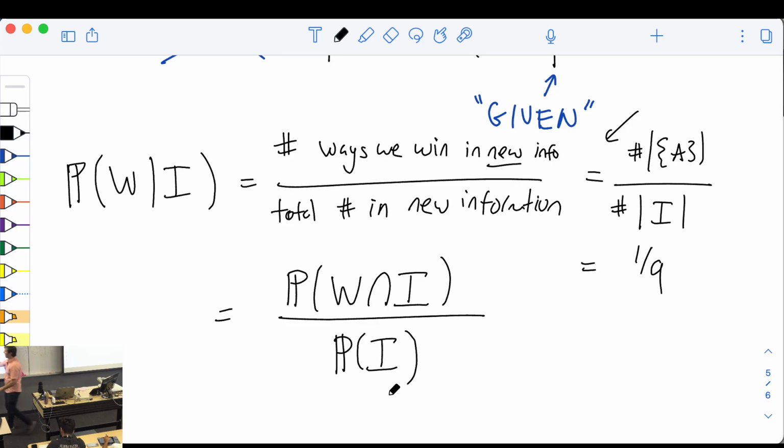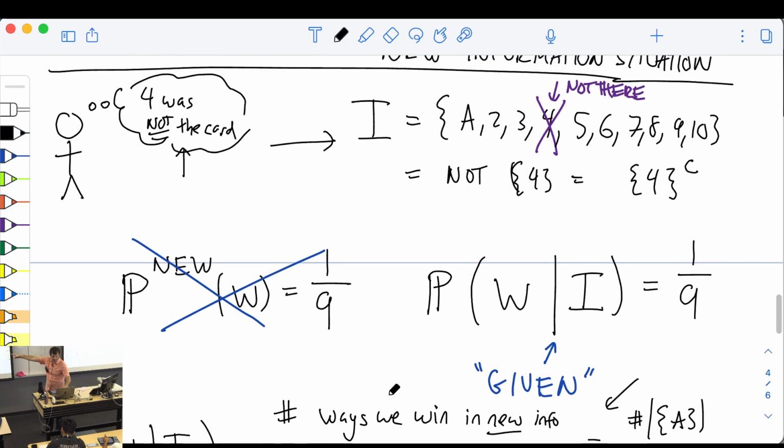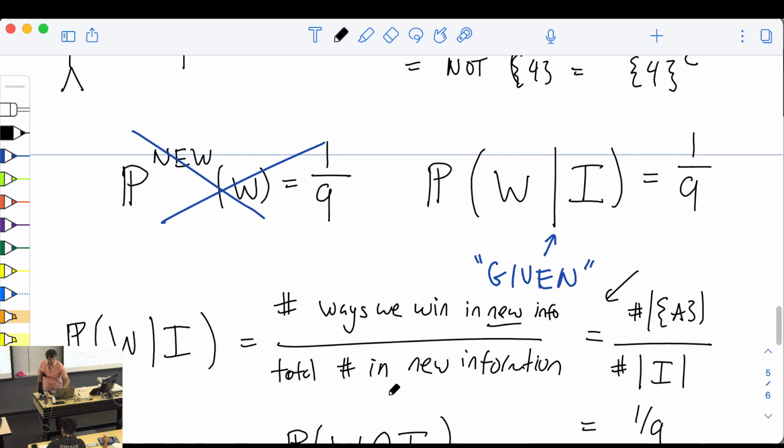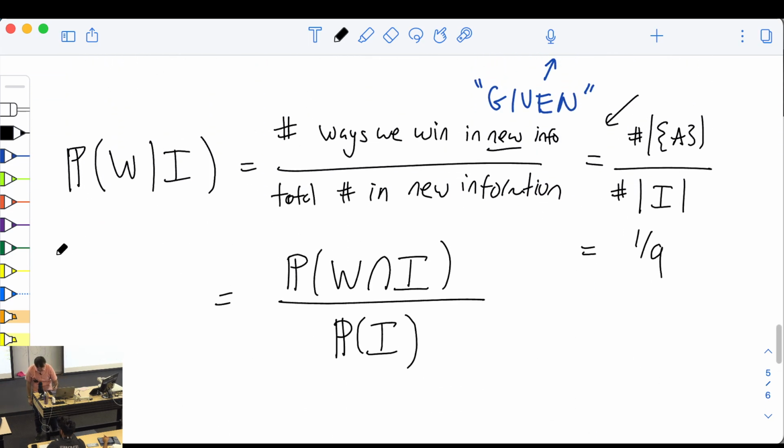So this formula, I'm claiming, would give me the exact same result as 1 over 9. And again, this P here means the old probabilities, the probabilities from this picture, in the original situation, and we figured out a way to write the new probabilities. Again, let me write it one more time because it's so important. The probability of W given I, the new probability given the new information we have, is written in terms of the old probabilities by doing these things.